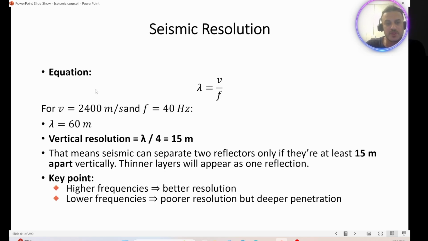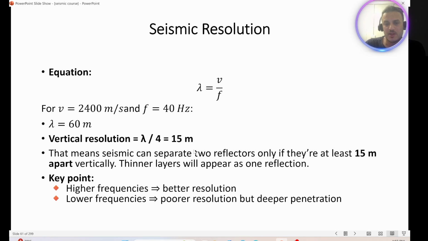I'll give some examples. So if we have the velocity of 2400 meters per second and the frequency is 40 hertz, 40 hertz means we have 40 cycles per 1 second. So if we have high frequency, that means we have very low lambda. So 2400 meters per second divided by 40 hertz, we have the lambda is 60 meters. If the lambda is 60 meters, the vertical resolution is lambda divided by 4. 60 divided by 4, we have 15 meters.